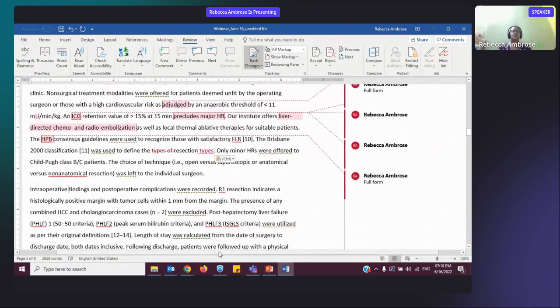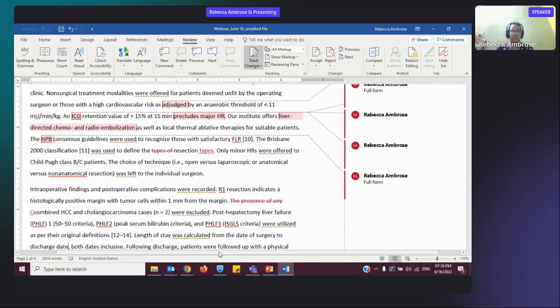Okay. Intraoperative findings and postoperative complications were recorded. R1 resection indicates a histological positive margin with tumor cells within 1 millimeter from the margin. The presence of any combined cases were excluded. We can actually just say combined HCC cholangiocarcinoma cases were excluded.